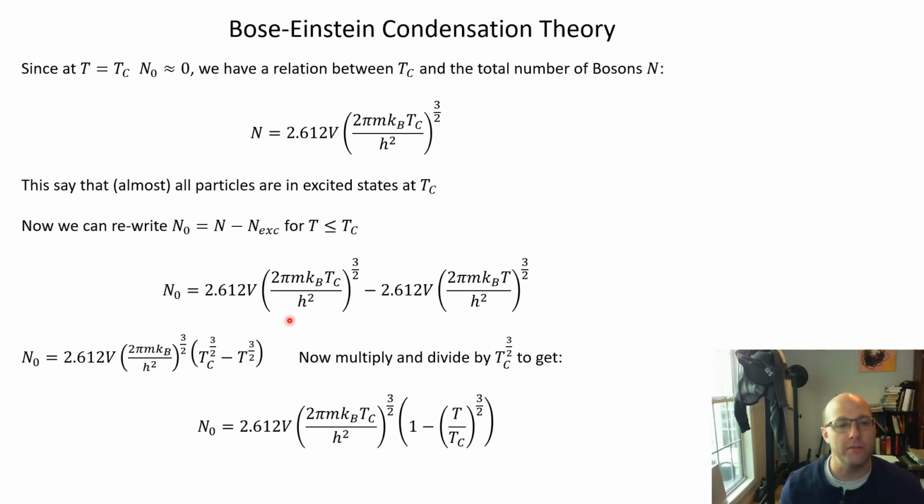And so we'll do a little bit of factoring and manipulating, so we factor that out. We multiply and divide by T sub c raised to the 3/2 power. And we get this funny expression that says the number of atoms in the ground state is equal to a number out here times 1 minus (T over T c) to the 3/2. So you can see that at T equals T c, this whole expression is going to go to 0.